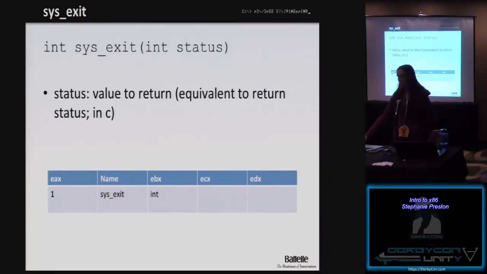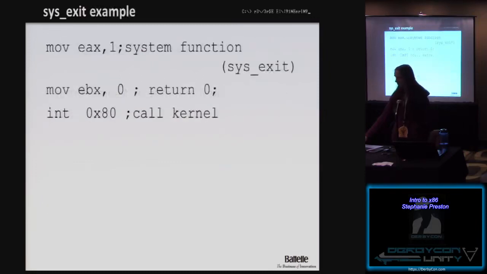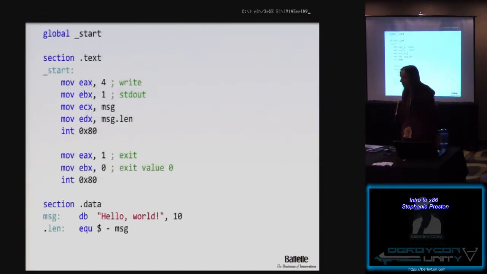Sys_exit is how you make your application stop. Otherwise your application will probably run until it hits invalid memory and you'll segfault. So if you want to exit your application gracefully, you can call sys_exit. Here's how you invoke it. And here's a simple hello world in x86. I'm using that int 0x80 syscall to write out the string, and then I'm exiting my application.